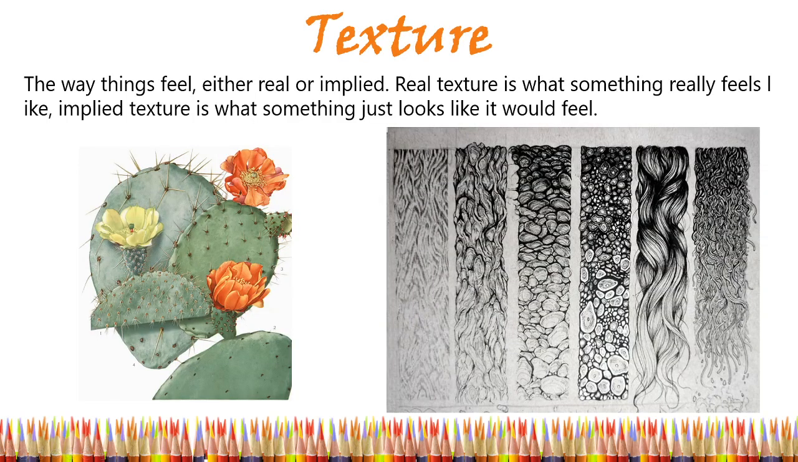Texture. The way things feel, whether real or implied. Real texture is what something really feels like. And implied texture is just something that it looks like it would feel. You can't feel how spiky that cactus is, but it looks like it's real spiky. You can't feel it because it's a picture. But if you were actually feeling a real cactus, then you could feel real texture.